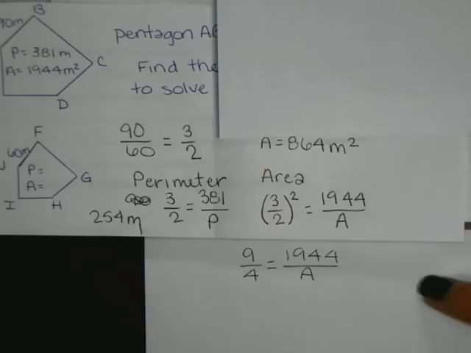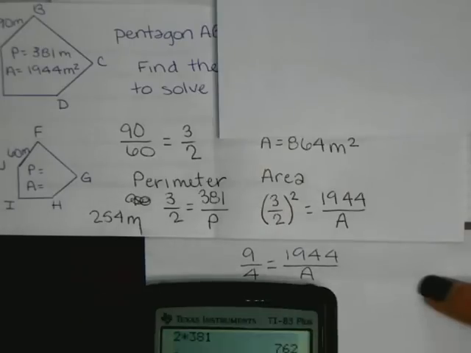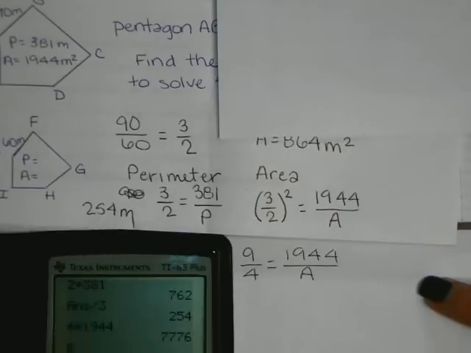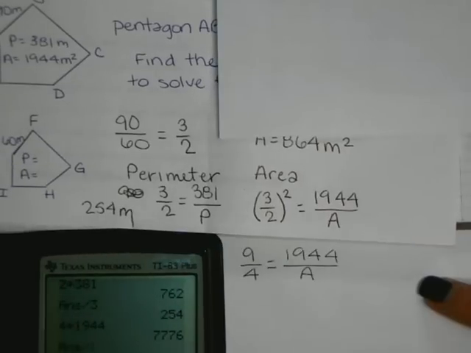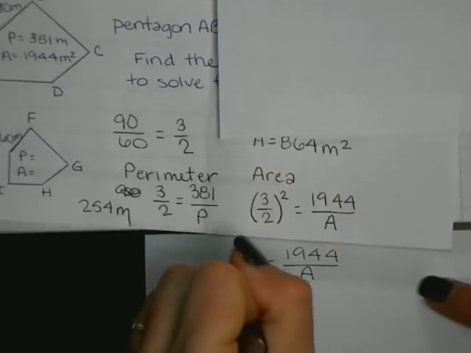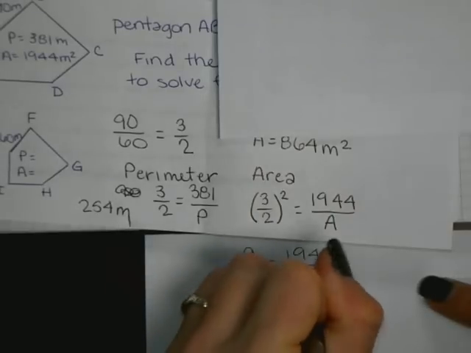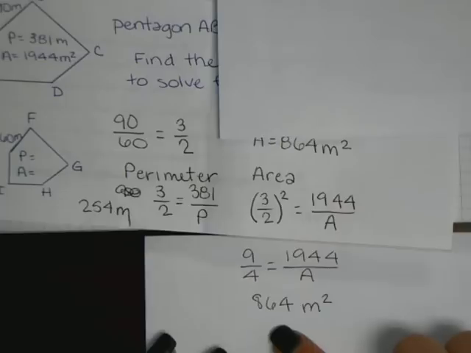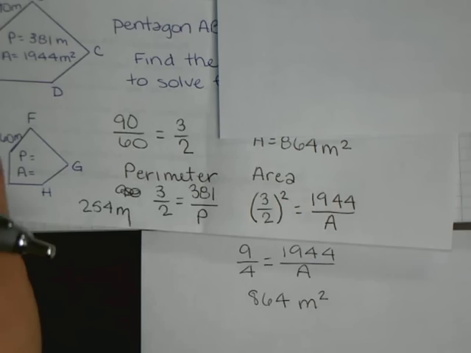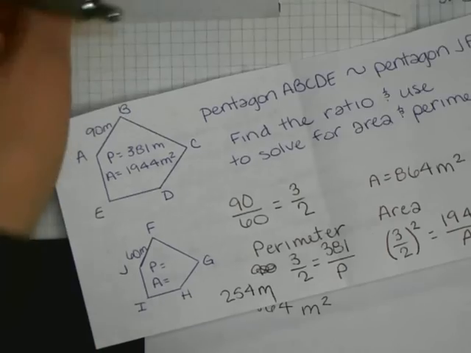That's what we're looking for. So now I can cross multiply and divide just like I saw proportions in the past. So 4 times 1,944 equals 9A. So if I divide by 9, now I have an area of 864 meters squared. Don't forget to use your units, and anytime we talk about area, we are units squared.